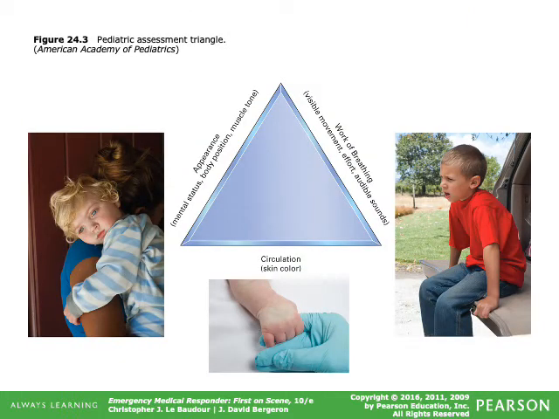It's Figure 24.3. It's in your book. It just goes over details of the pediatric assessment triangle. On the left side of the triangle, you've got appearance. As far as appearance goes, you're going to assess mental status, body position, and muscle tone. On the right-hand side, you've got your work of breathing. You're going to look for visible movement, effort of breathing, and audible sounds. In circulation, you're looking for skin color.